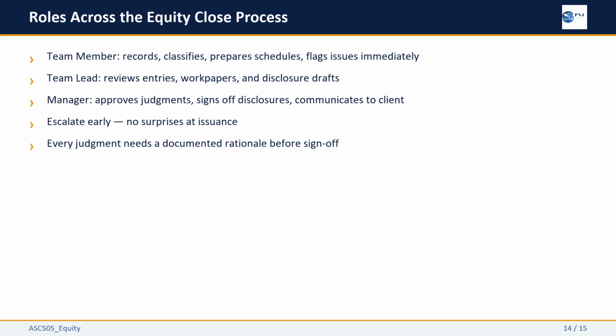The equity close process operates through clear roles that appeared throughout the series. The team member performs initial identification, classification, and recording for every transaction. They prepare supporting schedules, reconciliations, and roll forwards, and flag any unusual or borderline item to the team lead immediately. The team lead reviews all of that work and the disclosure drafts, escalating to the manager on anything requiring judgment or client communication. The manager approves all judgment calls, signs off on disclosures, and communicates significant decisions to client management before issuance. The overriding principle: Escalate early.